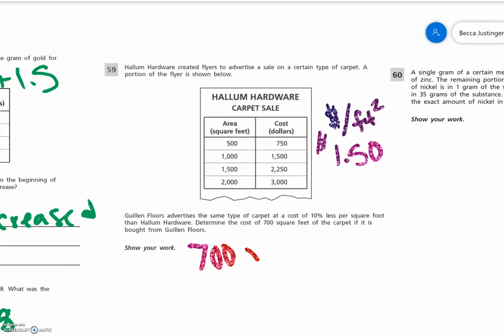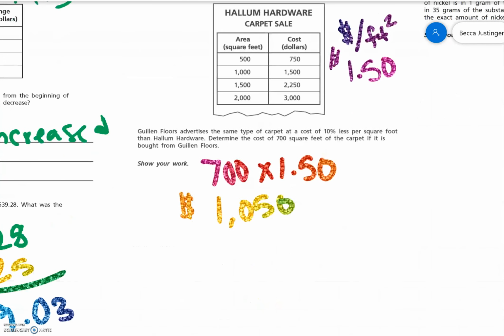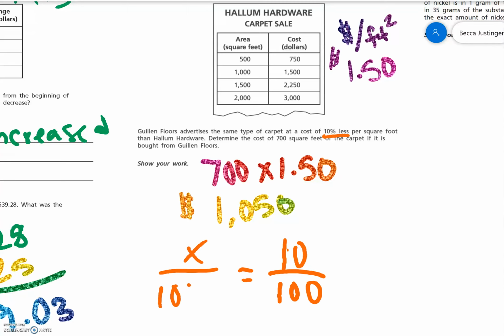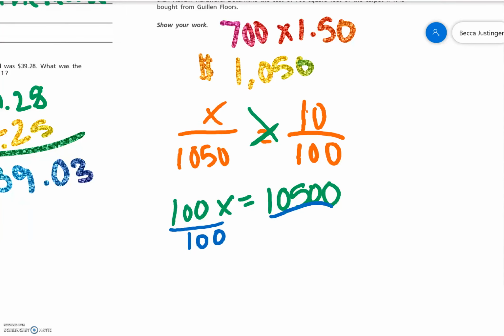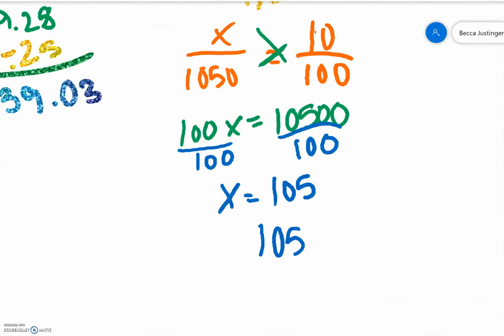So if we have 700 square feet, we're going to multiply that by 1.50. So at Hallam, it would cost $1,050. At Gillen, it's 10% less. So we need to find out 10%, 10 over 100, is equal to what over 1,050? Cross multiply, 100x is equal to 10,500. Divide by 100 on both sides. And we get x is equal to 105. But that doesn't mean it costs $105 at Gillen. It's $105 less. So we have to do 1,050 minus 105. And we get $945.